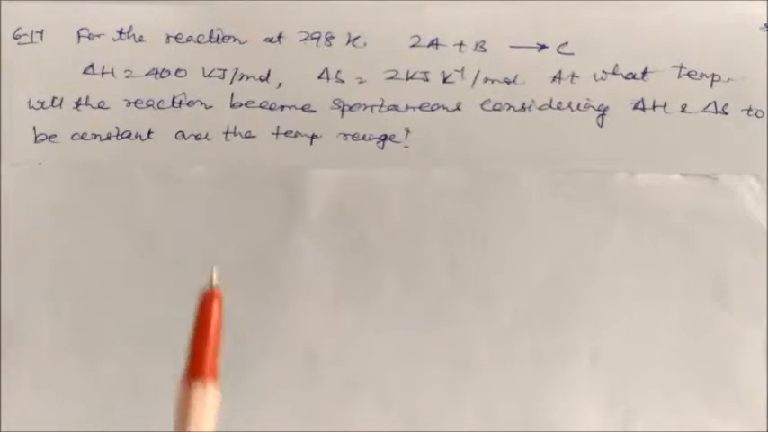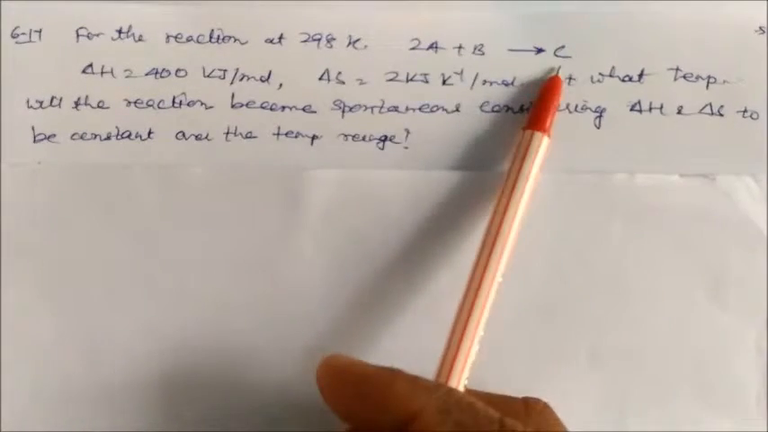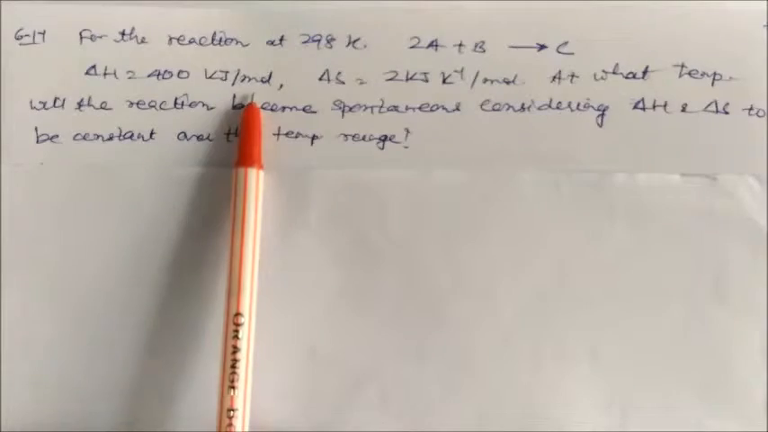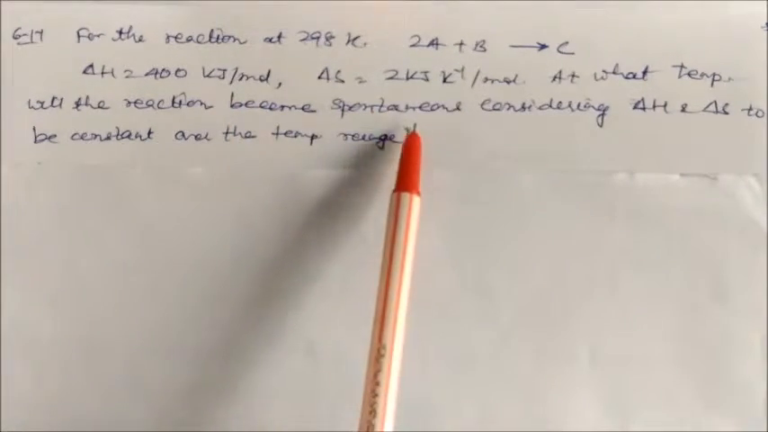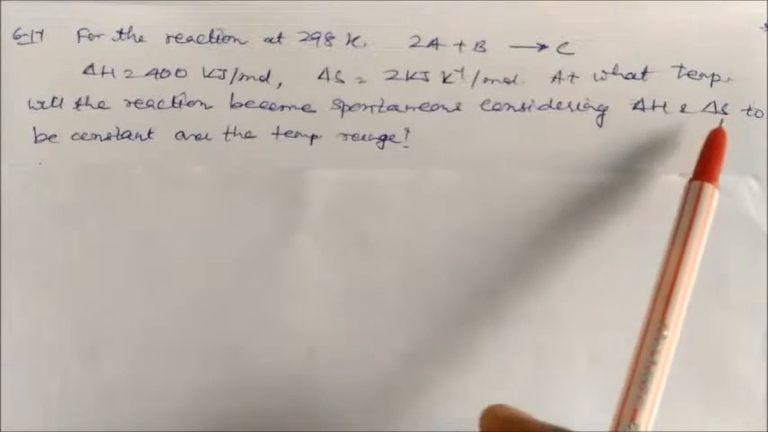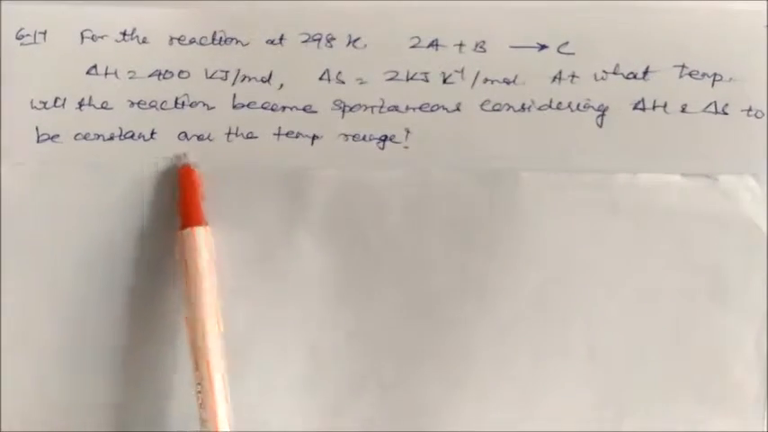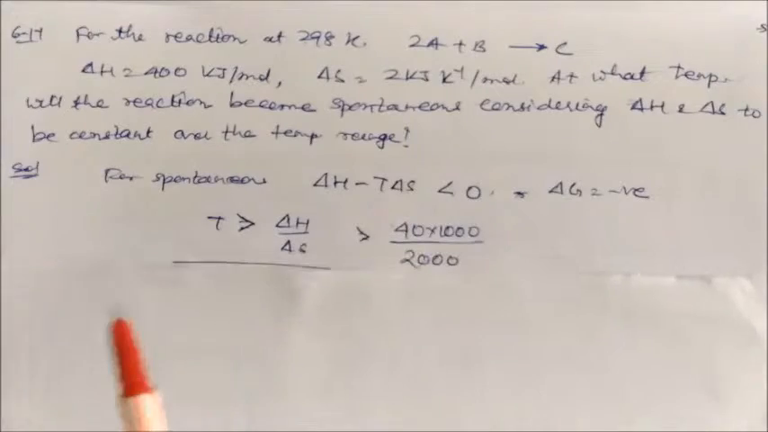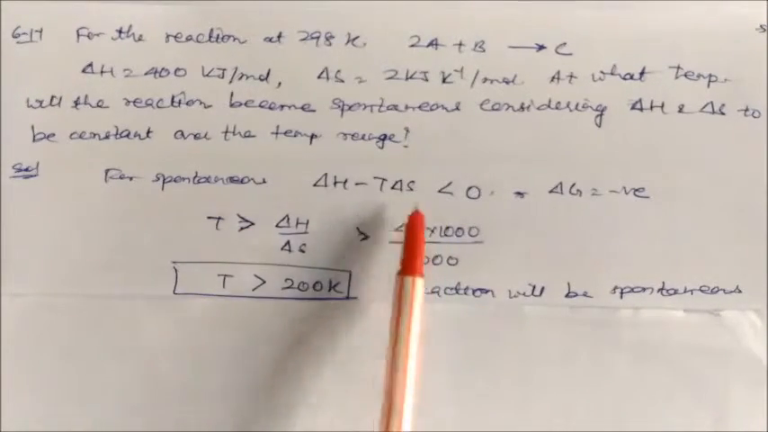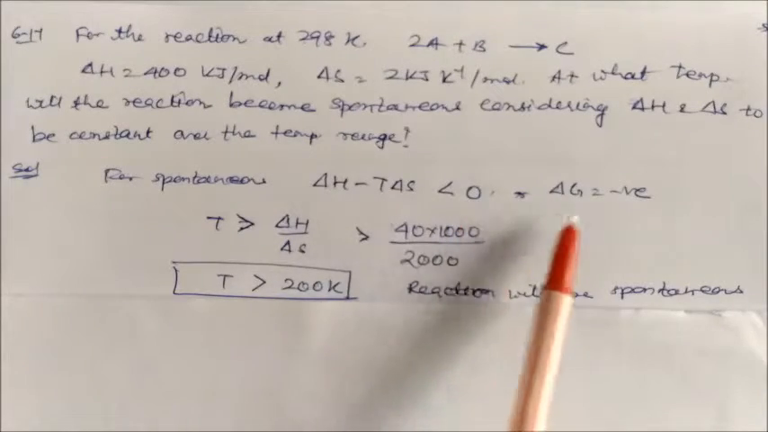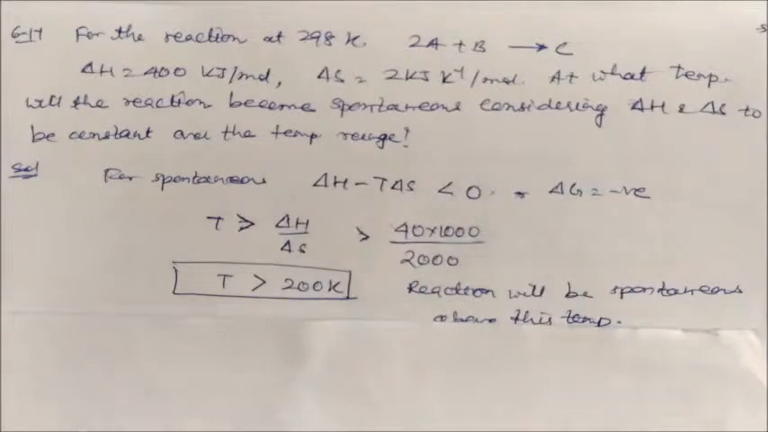For the reaction at 298 Kelvin, 2A plus B is giving C, and delta H is this much kilojoule per mole. Entropy is also given. At what temperature will the reaction become spontaneous, considering delta S and delta H to be constant over the temperature range? So for a spontaneous process, delta H minus T delta S will be less than 0, so that the delta G will be negative. This is called a spontaneous process. So what will be the temperature?